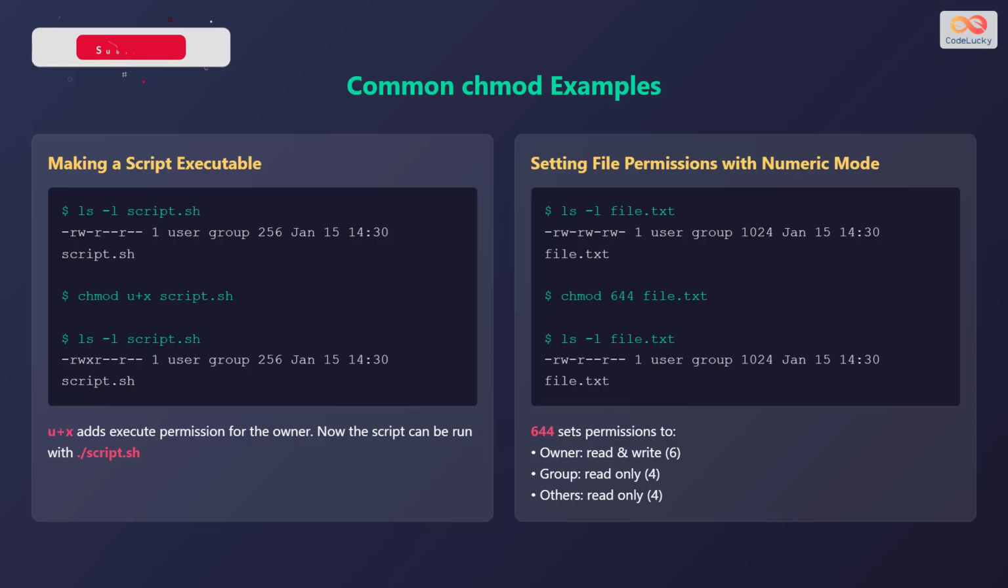Next, let's look at setting file permissions with numeric mode. If you list the file and see the permissions rw-rw-rw-, you can use the command chmod 644 file.txt. Now if you list the file again, you'll see rw-r--r--, which means the owner has read and write permissions, while the group and others have read-only permissions.